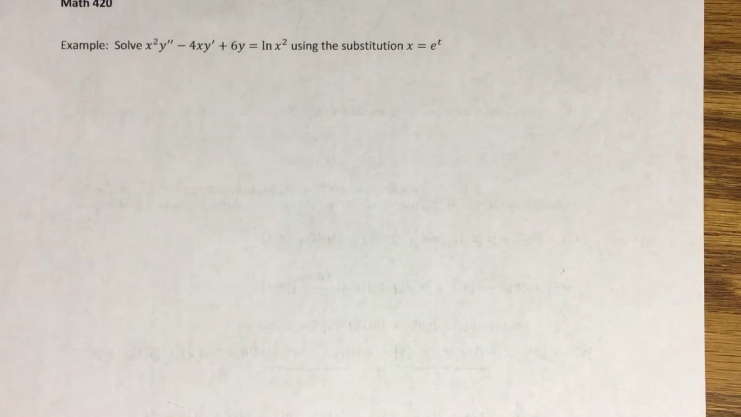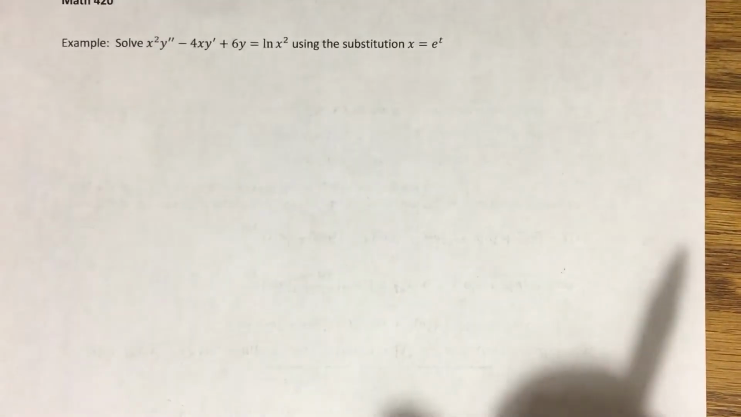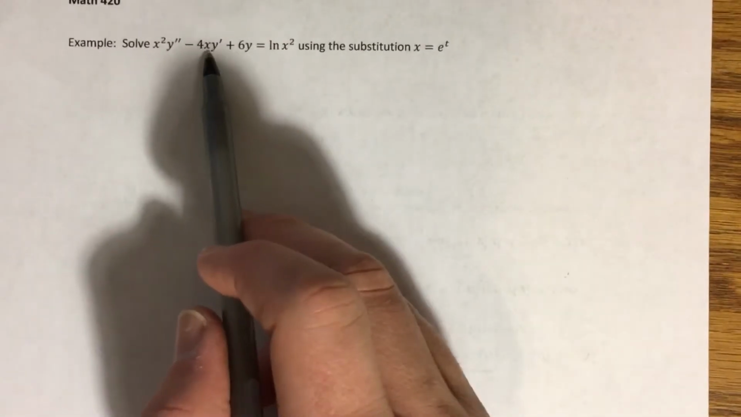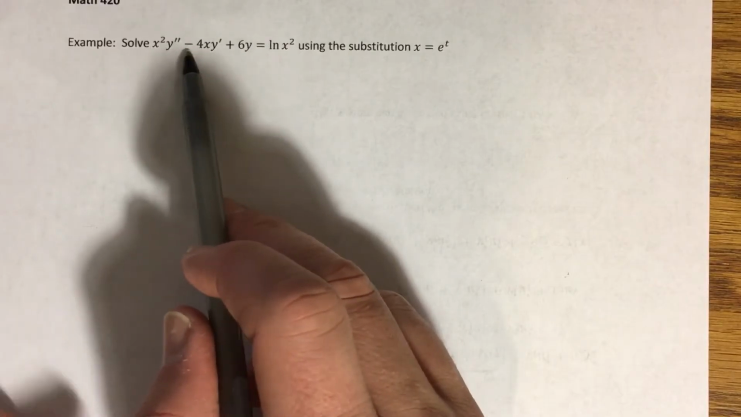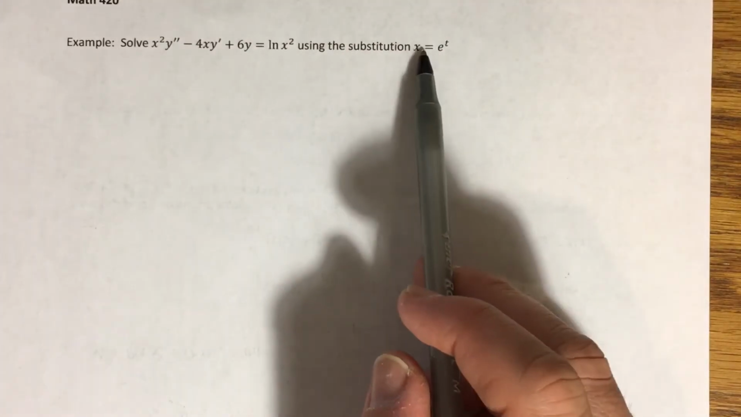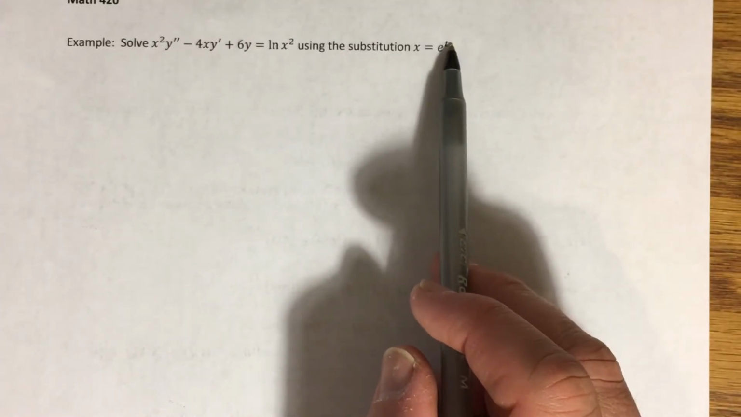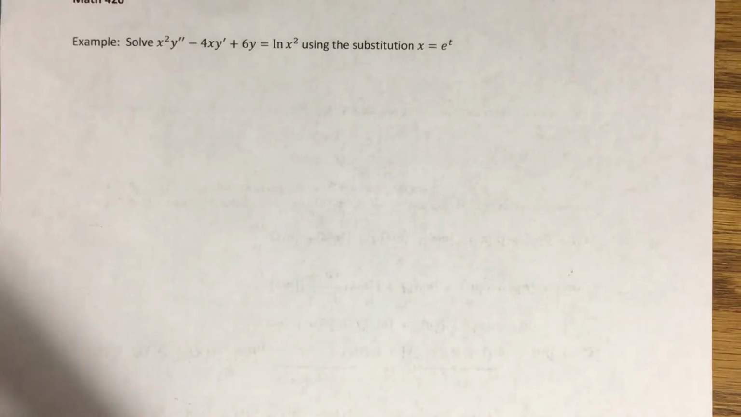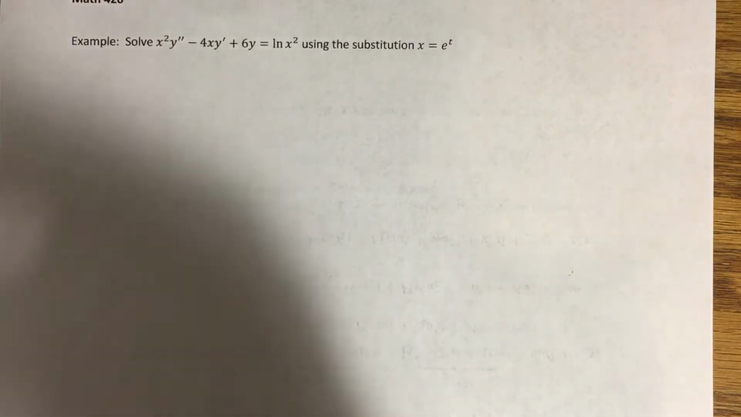Now it's really important here that you remember that these y prime, y double prime, these derivatives here are all derivatives with respect to x. And we can't have that if we're making a substitution introducing a new variable t. We need them to be derivatives with respect to t. So here's what I'm going to do.